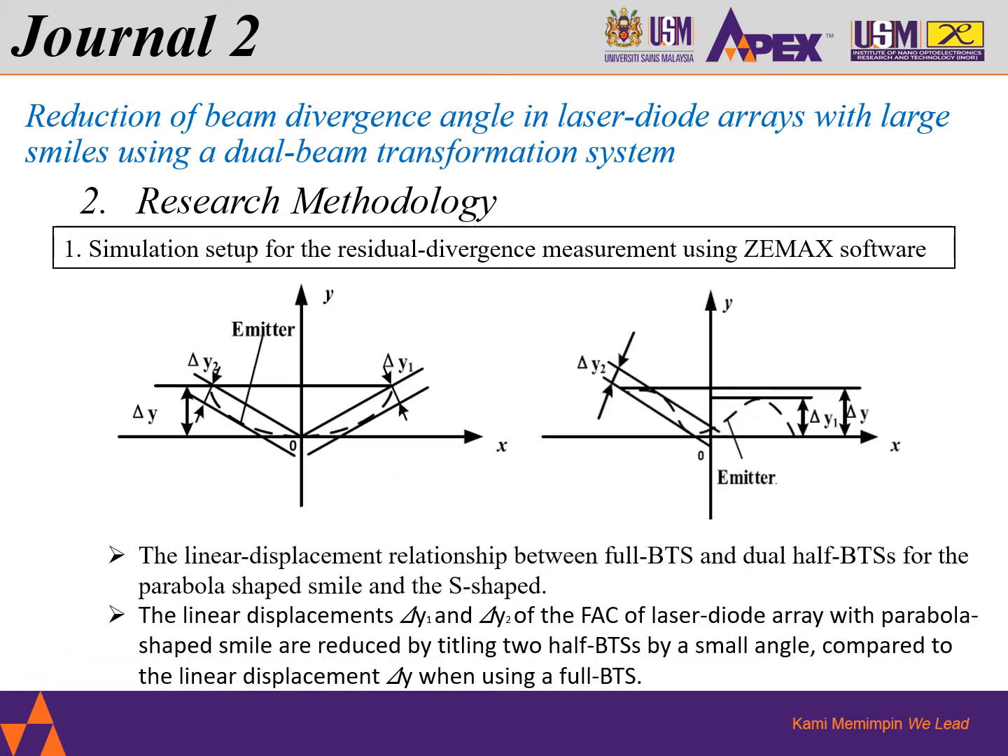So this is the linear displacement relationship between the full BTS and the dual half BTS of parabola and S-shaped smile. You can see the full BTS has Y displacement, only Y. Okay, and the two half BTS have Y displacement, Y2 and Y1. So this is a parabola type of smile, and this is an S shape.